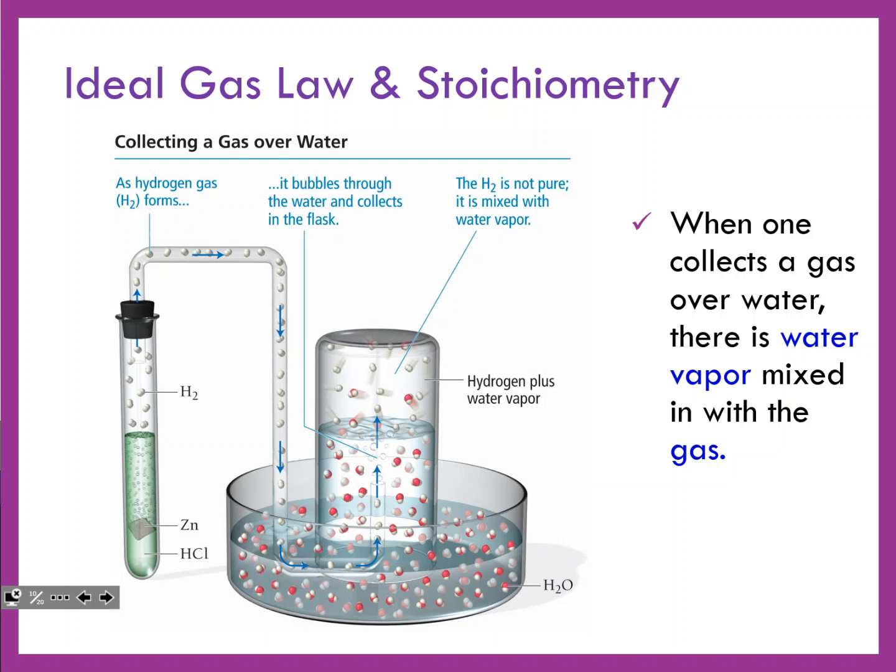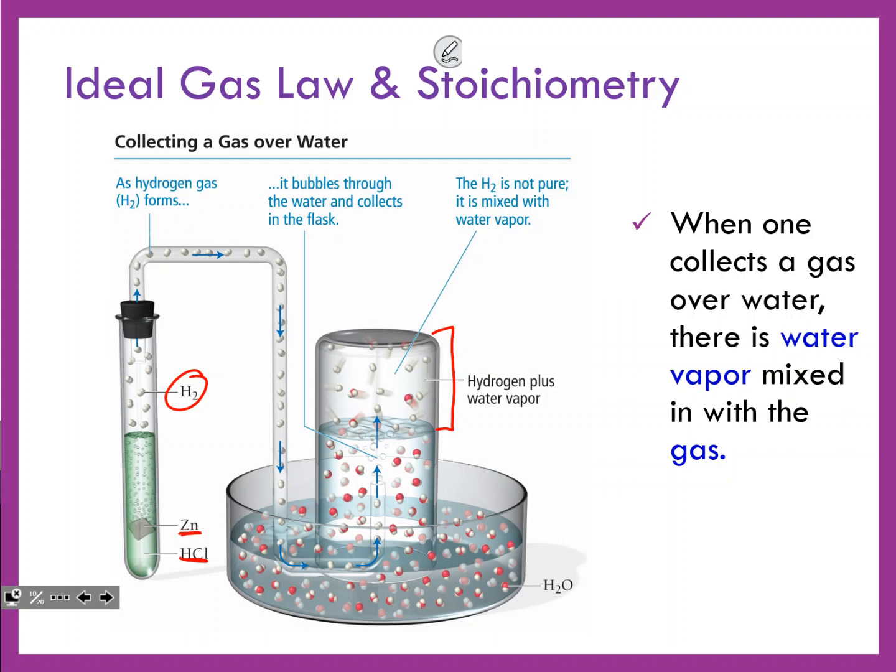When one collects a gas over water, there's water vapor mixed in with the gas. So you have your reaction here. Zinc is reacting with hydrochloric acid, and it's going to produce H2 gas. The tubes connect so that it goes in and is being collected over water. As the gas fills this part of the chamber, it pushes the water down. We'll do this lab eventually, and because we'll be using the graduated cylinders upside down, you'll be able to measure the volume of the gas being collected. So that's kind of fun.